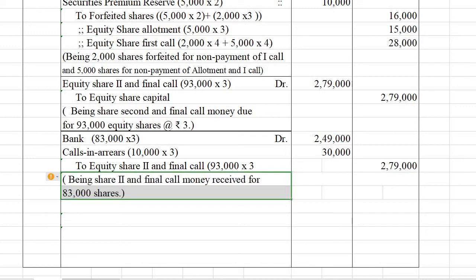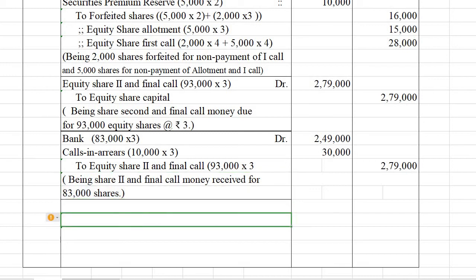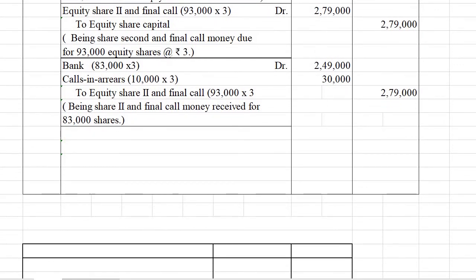Now the narration being second and final call money received for 83,000 shares. Then this 10,000 shares which were not paid, the second call money is going to forfeit here. Since all the calls are made, we have to consider called up value as the full money. That means 10 rupees, the face value. For that 10 rupees we have to take share capital 10,000 into 10, that means 1 lakh rupees.